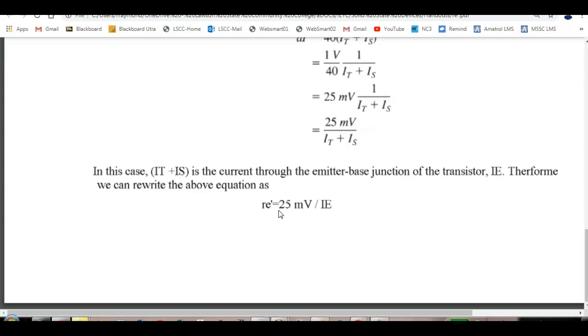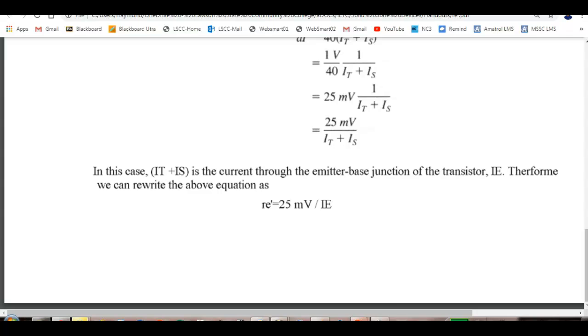So we call this RE prime. That's what the little prime mark up there is. That way we have a difference between RE and RE prime. So when I put that bypass capacitor, this is what my RE becomes. It becomes 25 millivolts over IE.